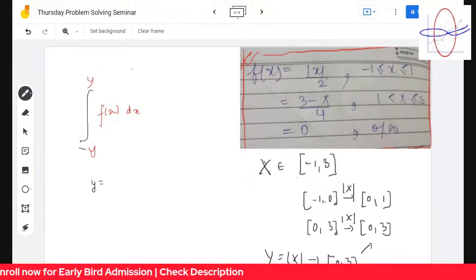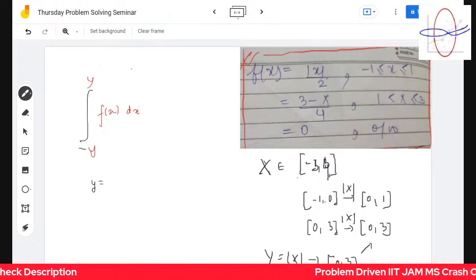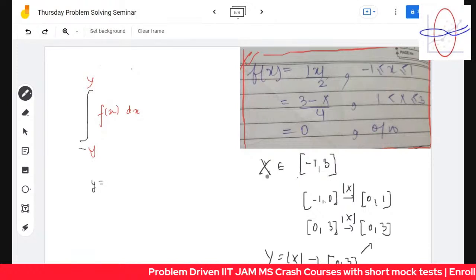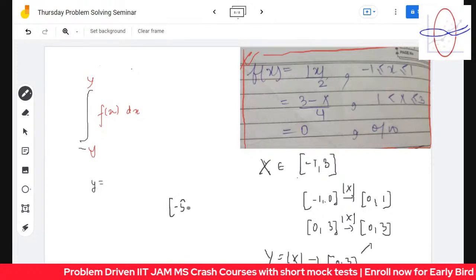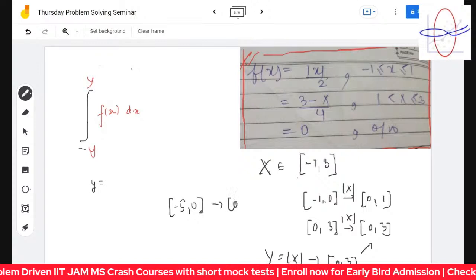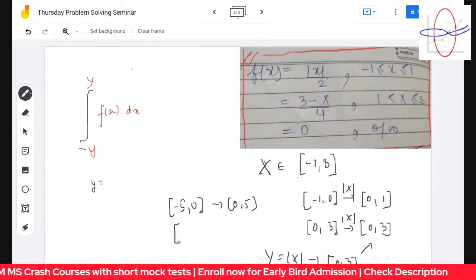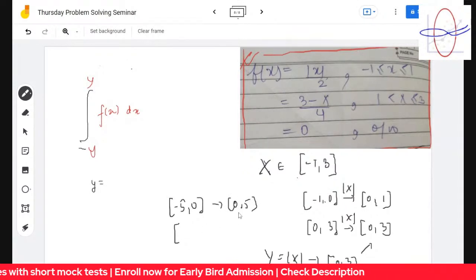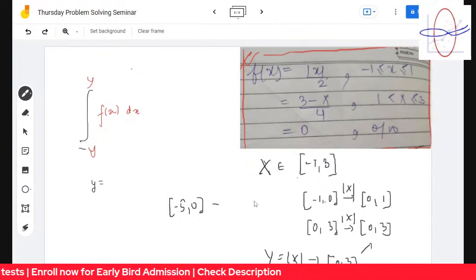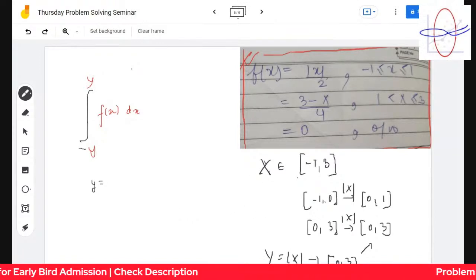Minus 5 to, okay, 0 to 5. Because minus 5 to 0 will go to 0 to 5. 0 to 4 will go to 0 to 4. So their union is 0 to 5. The range of y is that. The range of y is 0 to 3.